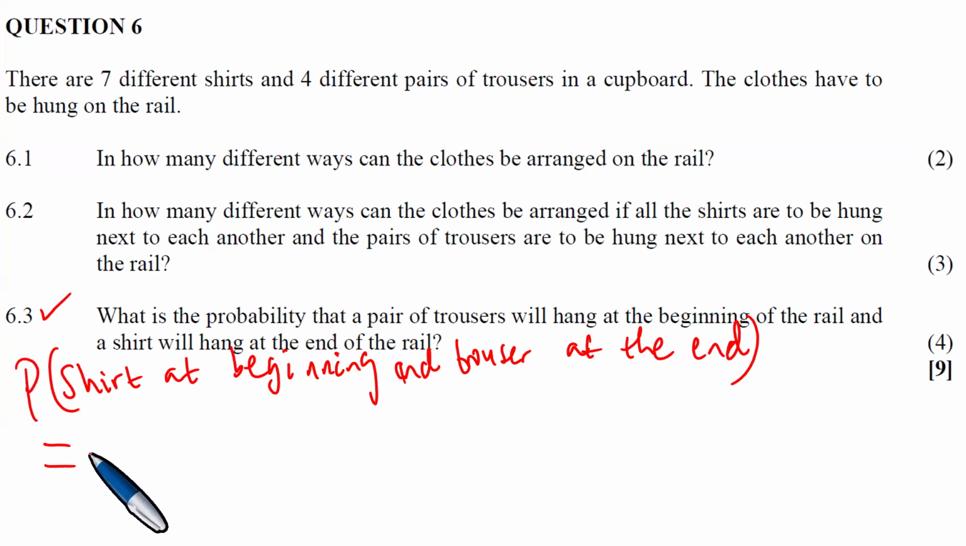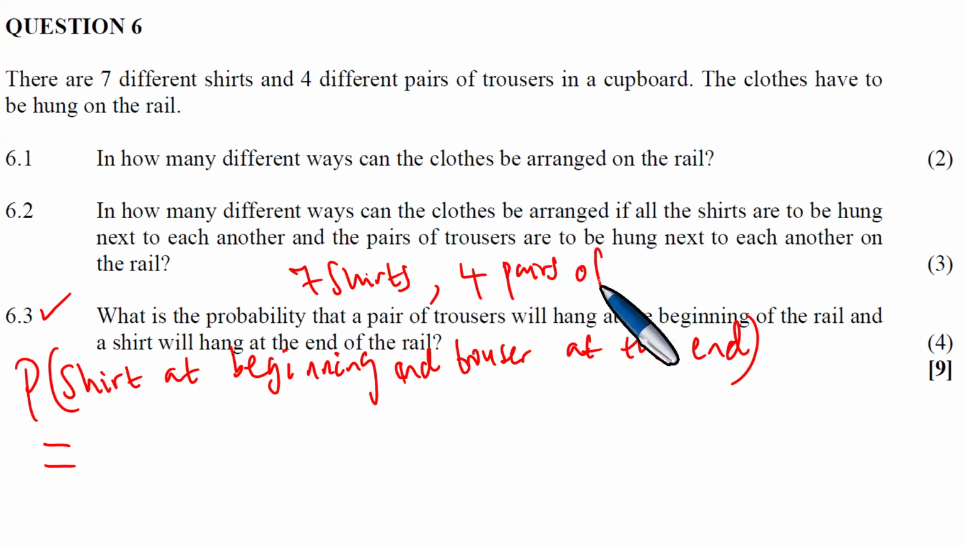But you need to take into account the fact that if you are to deal with this question, you are dealing with a total of how many objects here? You are dealing with 7 shirts that are different, and you are dealing with also 4 pairs of trousers. So what is the probability that the pair of trousers will hang at the beginning of the rail and a shirt at the end of the rail?